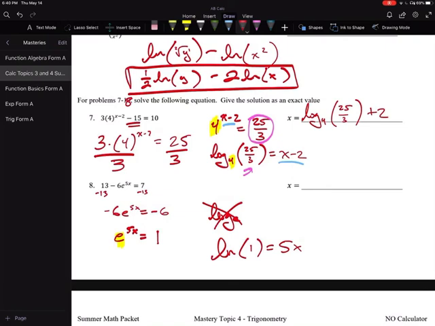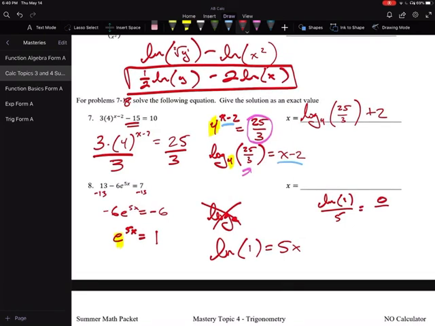Now, solve for x. How do I get that by itself? It would be dividing by 5. So then x would equal natural log of 1 over 5. There is an expectation in this class. You know some basic identities or basic values. For example, you should know the natural log of 1. Natural log of 1 would always equal 0, because e to what power gives you 1? The answer is always 0. 0 divided by 5 is still 0. So that answer is 0.